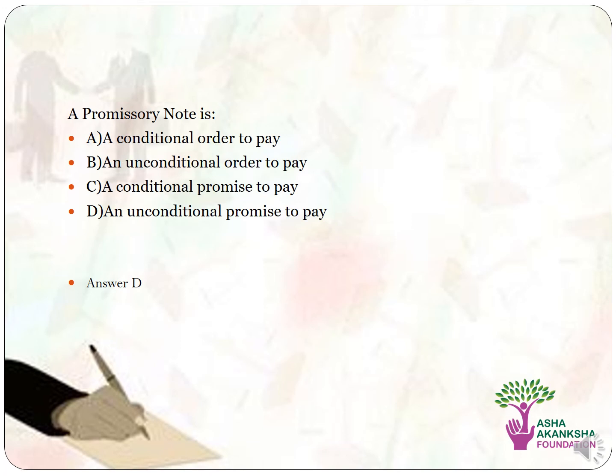The next question is, a promissory note is A, a conditional order to pay, B, an unconditional order to pay, C, a conditional promise to pay, or D, an unconditional promise to pay. The correct answer is option D, an unconditional promise to pay.